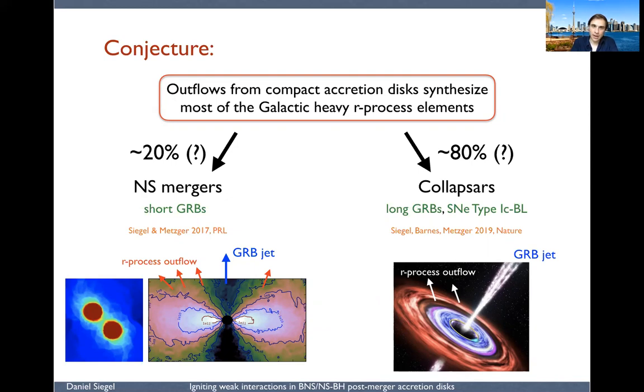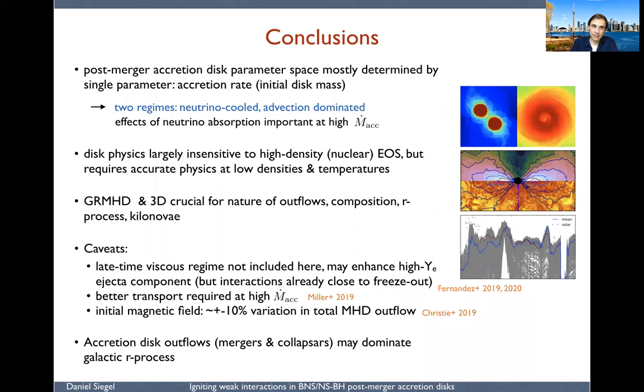And that brings me to the conclusions. Time is up, so I was trying to point out essentially that in these post-merger accretion disks, at least to zero order, what determines the physics and the composition of the outflows is really a single parameter, which is the accretion rate, that controls the significance of weak interactions and therefore the protonization or neutronization rates. And that can be translated into essentially a value of the initial disk mass, modulo some adjustments.